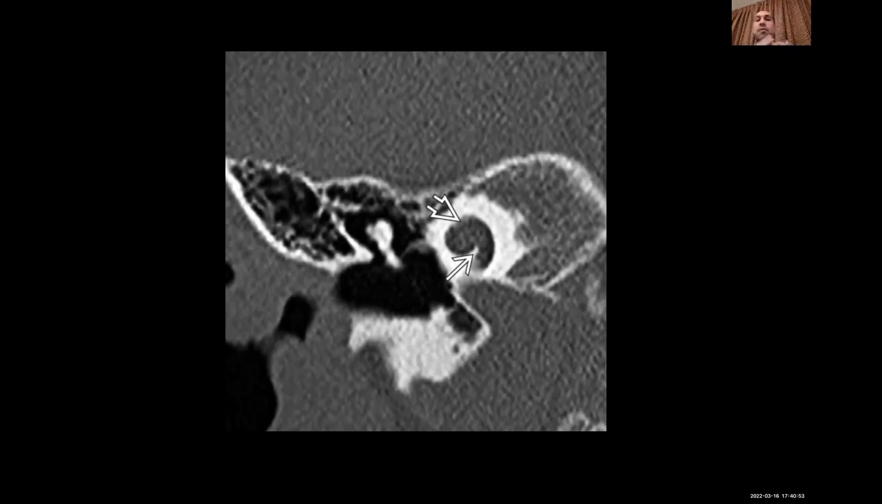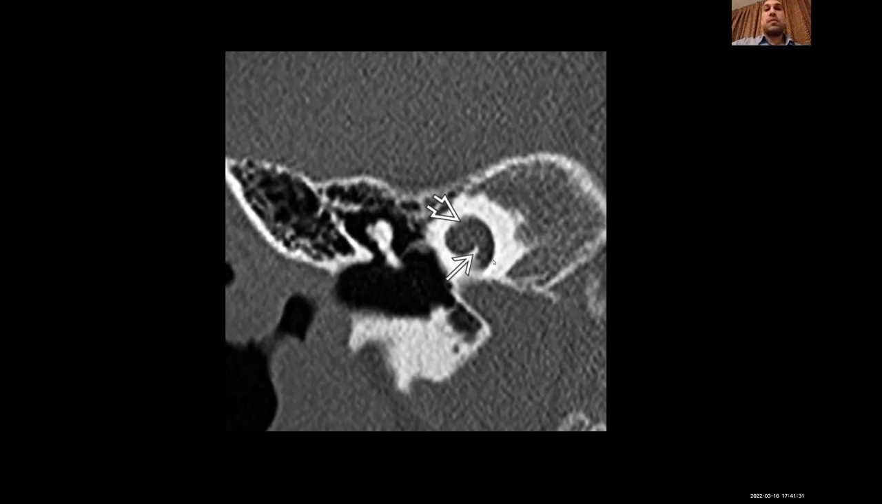We mentioned that we have the modiolus, a bony, dense structure. We have 2.5 turns. So what is the pathology? I would be grateful if you mention it in the chat. Okay, no worries. There is, okay, less than 2.5. So what is this? This is a Mondini.